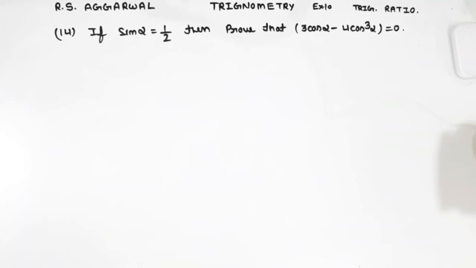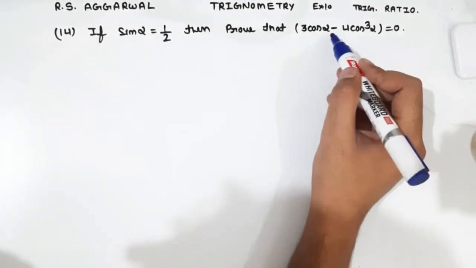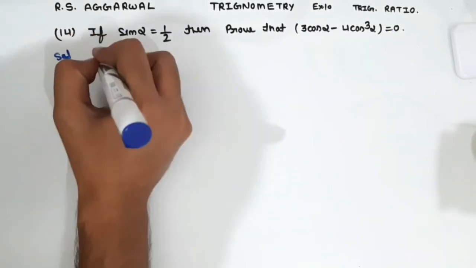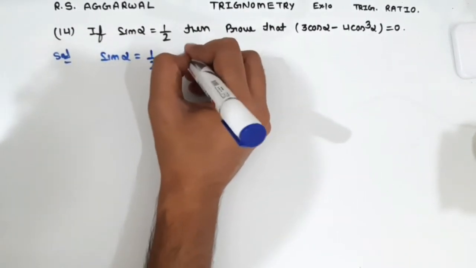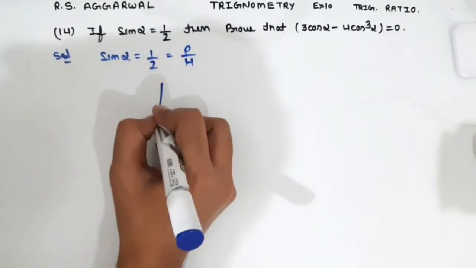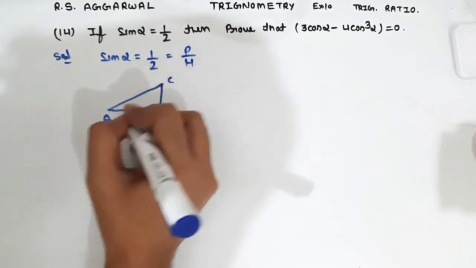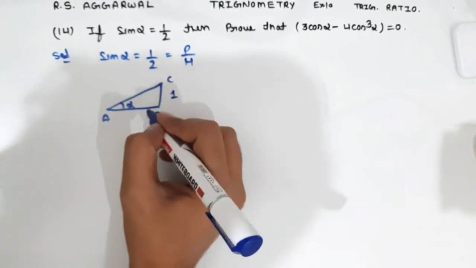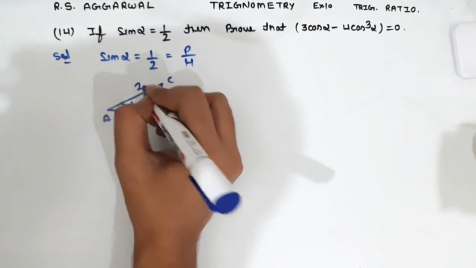R. S. Agrawal, Chapter Trigonometry, Exercise 10, Trigonometric Ratio. In question number 14, if sin alpha is 1 upon 2, then prove that 3 cos alpha minus 4 cos cube alpha will be equals to 0. So in this problem, we have given sin alpha is 1 upon 2, that is given by perpendicular upon hypotenuse. So draw a right angle triangle ABC, and consider angle A as alpha. So BC will be perpendicular, that is 1, and AC will be hypotenuse, that is 2.